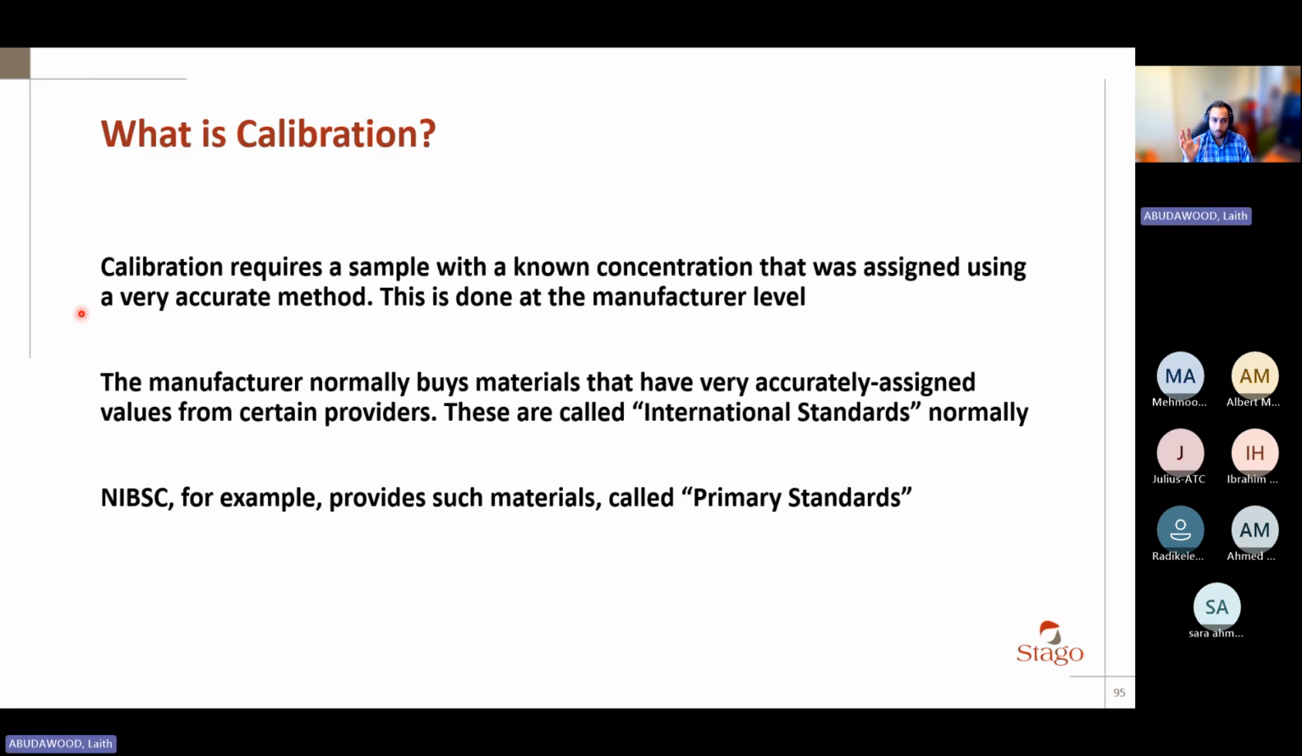The reason is very simple. Calibrators have assigned concentrations, but the way we assign these concentrations must be very, very, very accurate and must be generally traceable to an international standard. What do I mean by traceable? I'll explain to you in the next slides. But the concentration of the calibrator must be set very, very accurately.